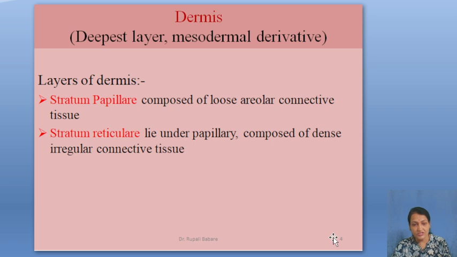The dermis is made up of 2 layers, the stratum papillare and the stratum reticulare. The stratum papillare is the first layer of the dermis, which is composed of loose areolar connective tissue. Second is the stratum reticulare, which lies under the papillary layer, composed of dense irregular connective tissue.